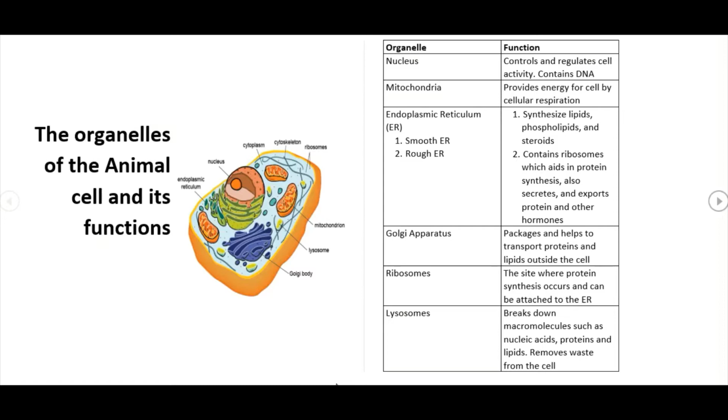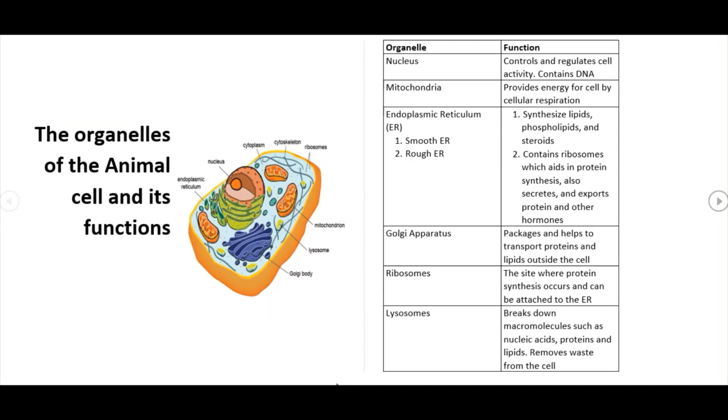This is the last segment of the cell section. For those of you who missed the last two videos, basically we covered the differences between the eukaryotic and prokaryotic cell. Then in the second video we delved a little bit more into the eukaryotic cell, where we contrasted the differences between animal and plant cells.